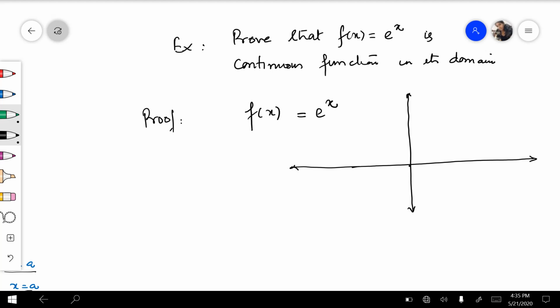When x is 0, e raised to power 0 is 1. When x is less than 0, its graph is between 0 and 1, and as the value of x increases from 0, it will increase. You can observe that I can plot this graph without lifting the pen, so that means it is a continuous function, and we have to prove mathematically that it is continuous.